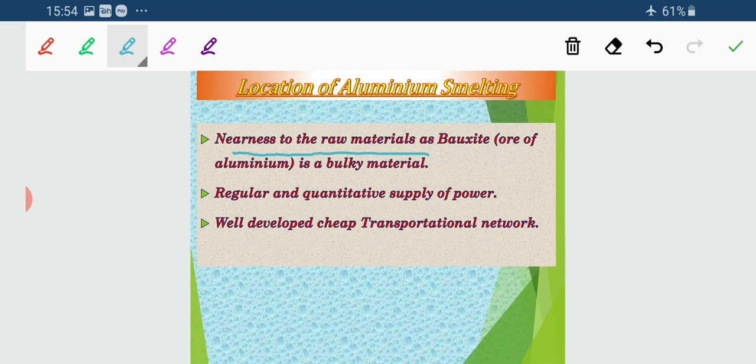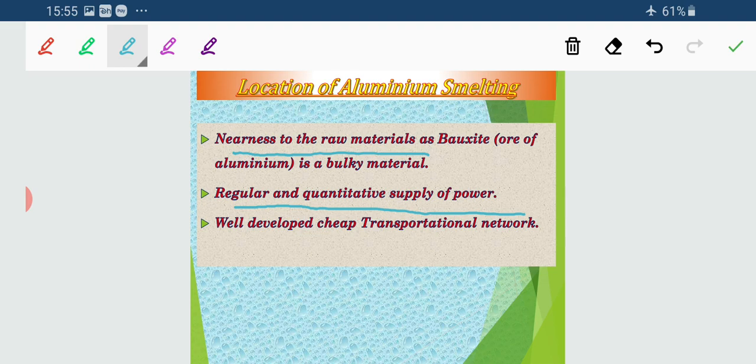Secondly, regular and quantitative supply. Supply should be regular and a huge amount of power is also needed. So it is also one of the important factors for the location of an industry. And lastly, the products which are produced should be distributed to the zone of destination or the distribution areas without any delay. It does not mean that anything will dry up or spoil, but where there is a demand, if the supply is faster, then obviously the importance of that product increases.